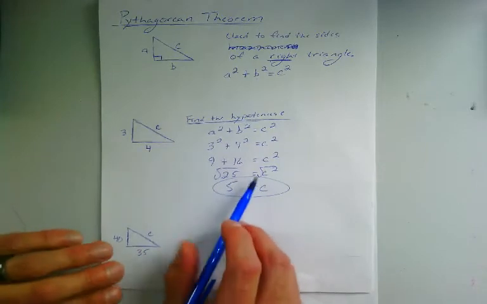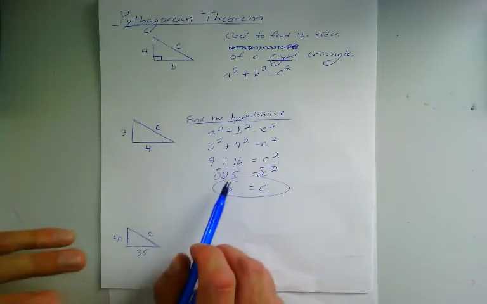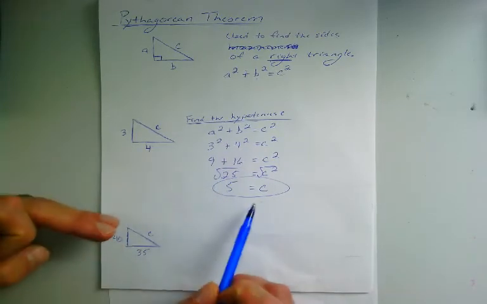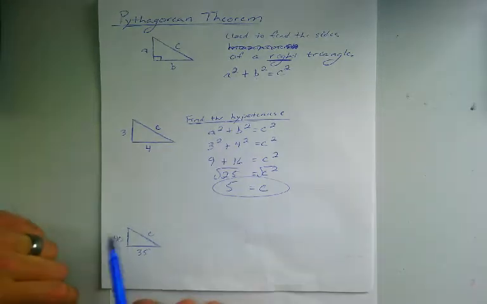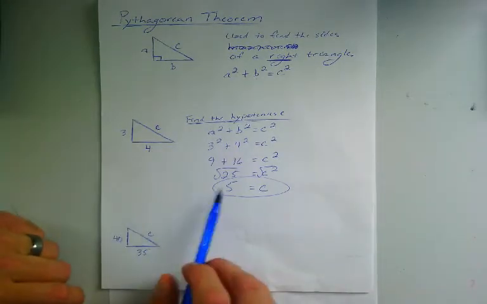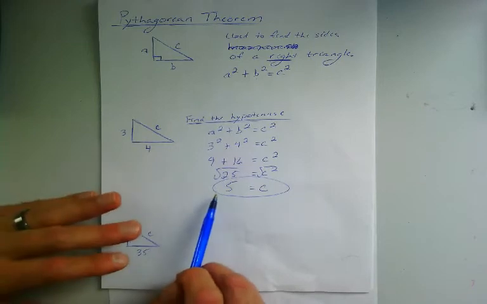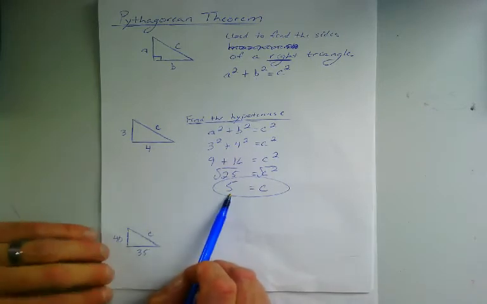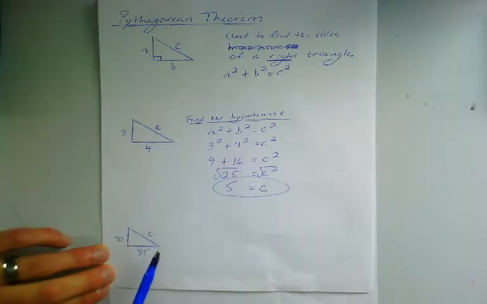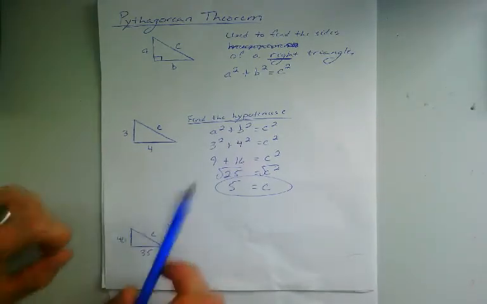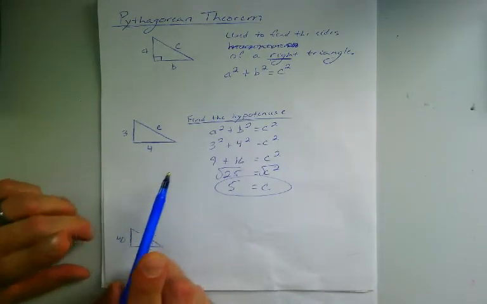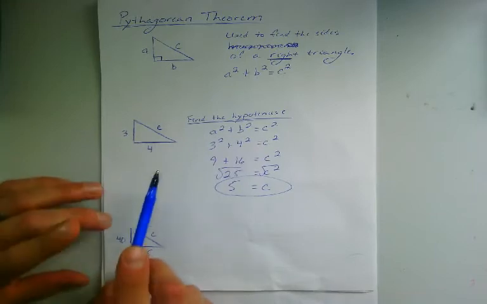Now remember, when you solve equations that have square roots, there's always a positive and a negative root. But in this case, you can't have a negative length, so we would disregard that negative root. So the hypotenuse for this particular triangle is 5. And I chose this particular triangle for a reason. This is called a Pythagorean triple.